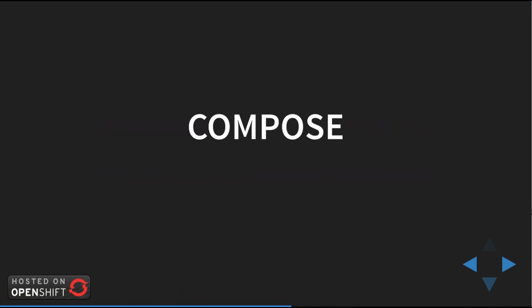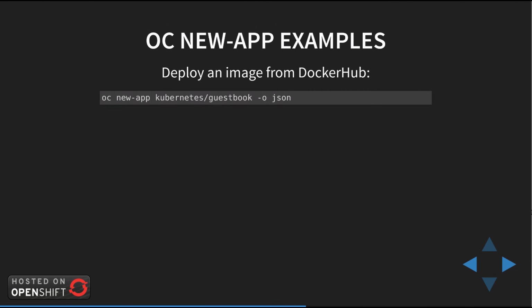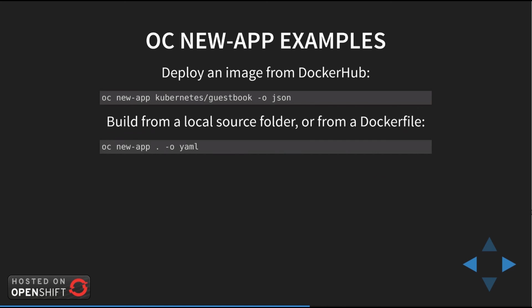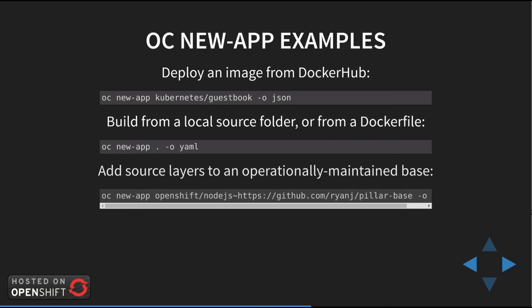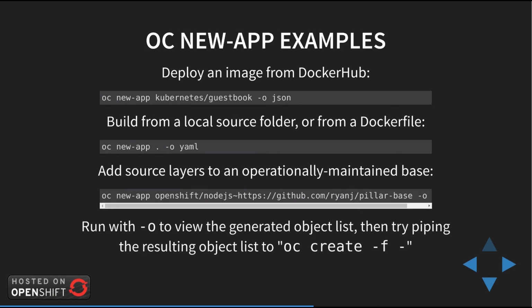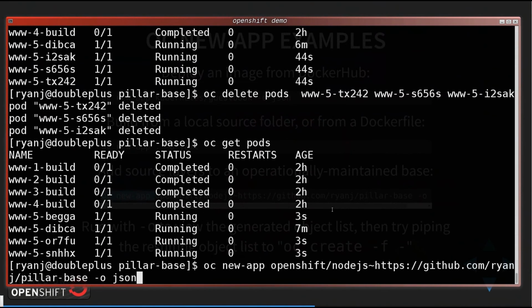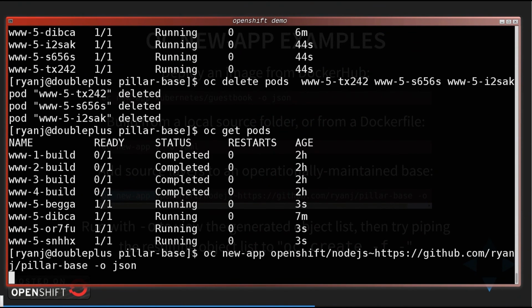OpenShift also gives you really advanced tools for composing multi-service web applications. You can deploy images directly from an image on Docker Hub or from other sources. You can also build from a local source repo or from a Dockerfile. Or, like I showed with source to image, layer repo code onto an operationally maintained base image.